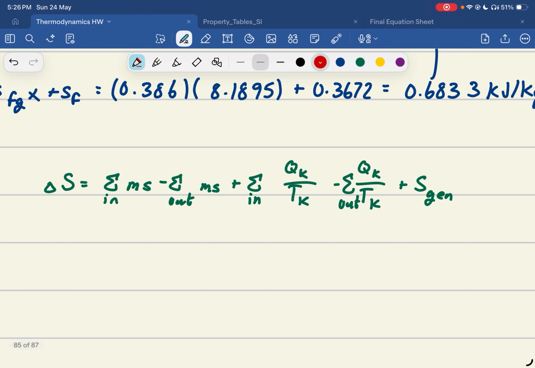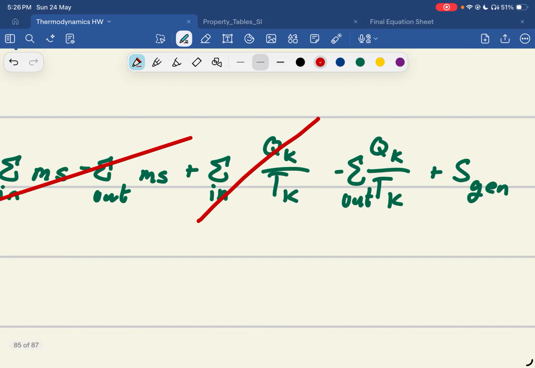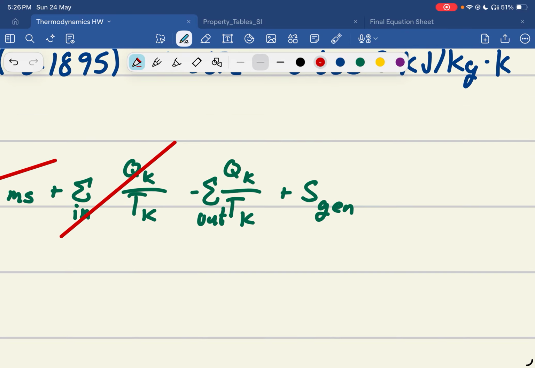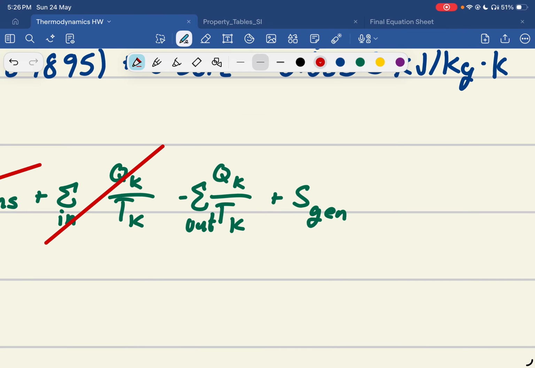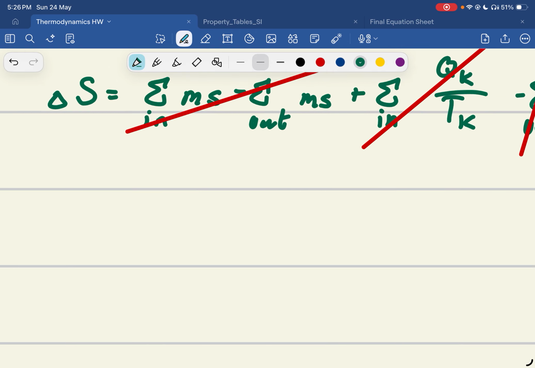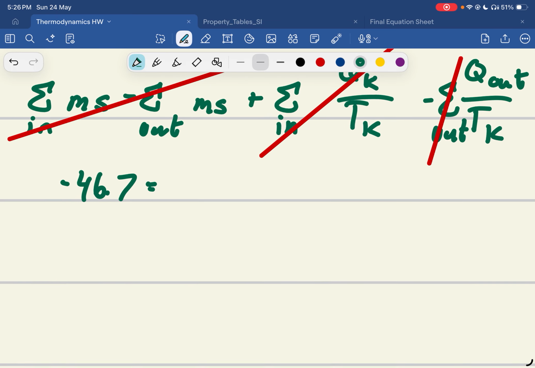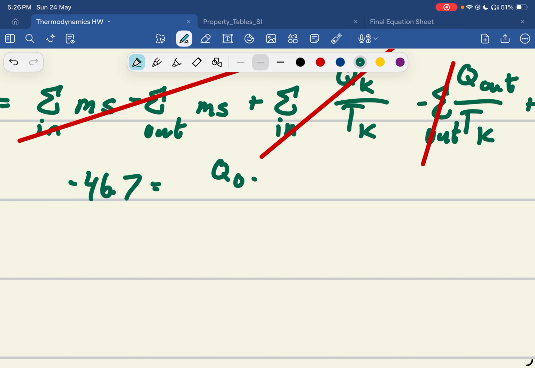Okay, so there's no mass flow because it's a closed system. These are cancelled, and we don't have any Q in, so this is cancelled. And we just need Q out, and we'd cancel this because it's only one outlet. Okay, so our value of negative 46.7 equals our Q out over the temperature in Kelvin.